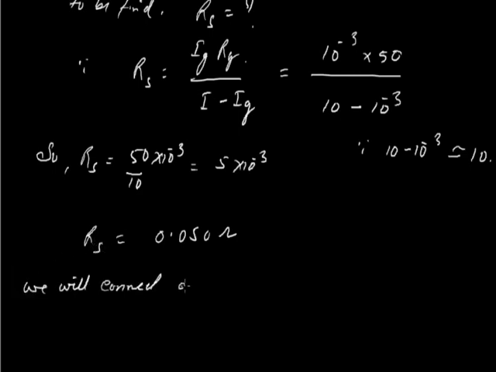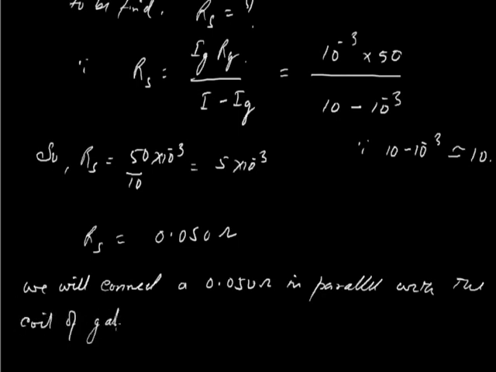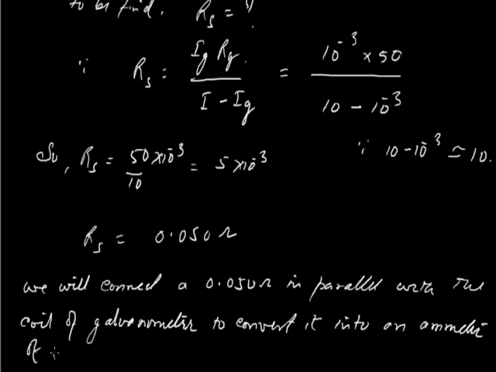We will connect a very small resistance, that's 0.050 ohm, in parallel with the coil of the galvanometer to convert it into an ammeter of range 0 to 10 ampere.